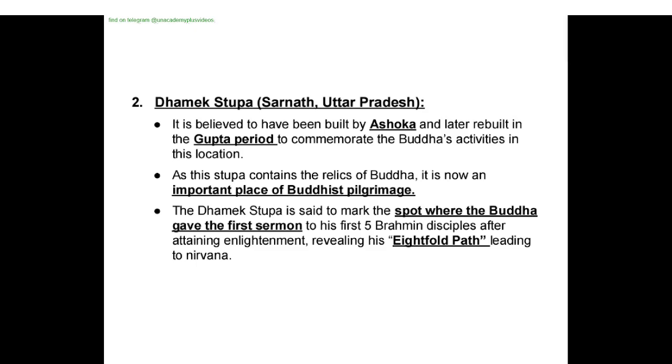Dhamek Stupa, Sarnath, Uttar Pradesh. It is believed to have been built by Ashoka and later rebuilt in the Gupta period to commemorate the Buddha's activities in this location. As this stupa contains the relics of Buddha, it is now an important place of Buddhist pilgrimage. The Dhamek Stupa is said to mark the spot where the Buddha gave the first sermon to his first five Brahmin disciples after attaining enlightenment, revealing his eightfold path leading to nirvana.